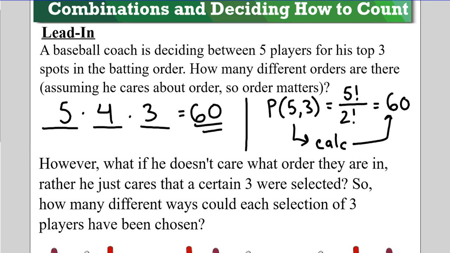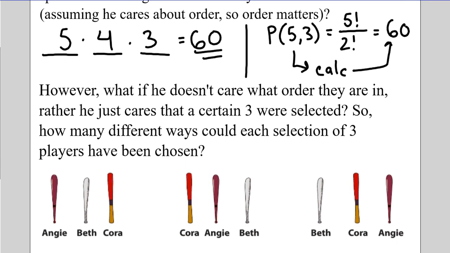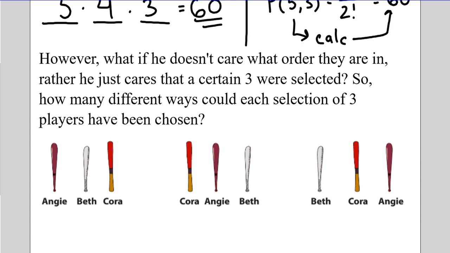However, now we're going to consider a different scenario, kind of extending it. What if the coach doesn't really care about the specific order that they are in, just that the 3 that he chose are the top 3? So let's say that he has narrowed it down from the 5. He's going to pick Angie, Beth, and Cora for the batting order. Well, how many different ways could each of those selections of 3 players have been chosen?